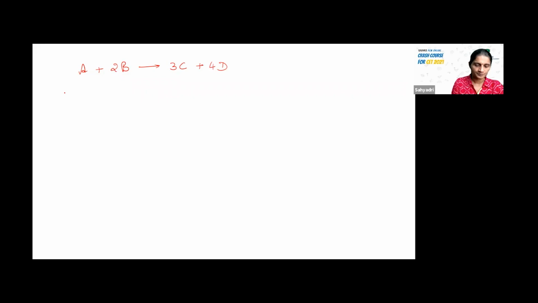Now, change in concentration of A with respect to time. How do I write? This is rate of disappearance also I can say. Rate of disappearance. You usually have confusion with this, so please be watchful here. Rate of disappearance of A is equal to, see, it is minus sign. Why minus? Because it is decreasing. Change in concentration of A divided by dt.